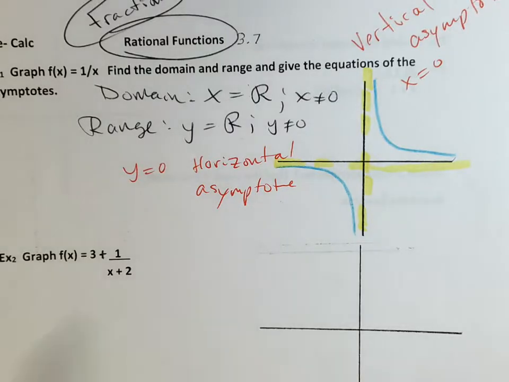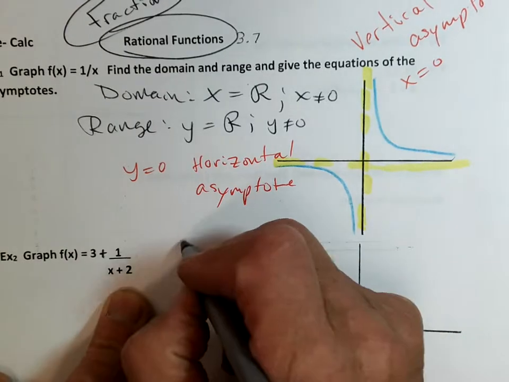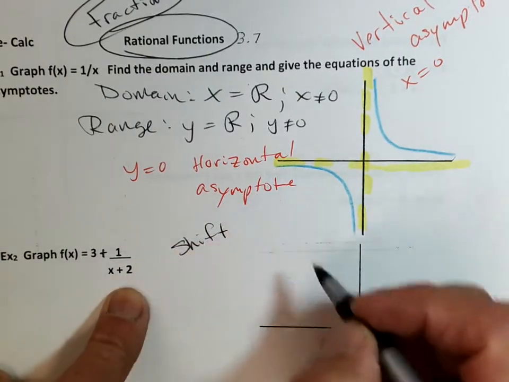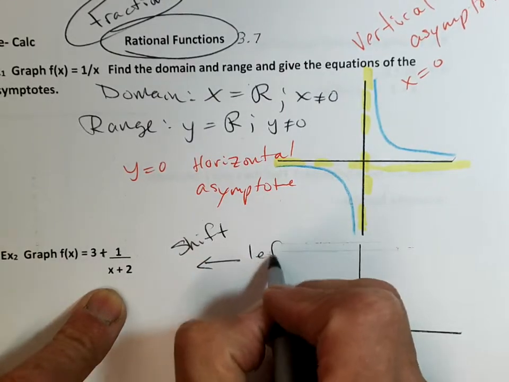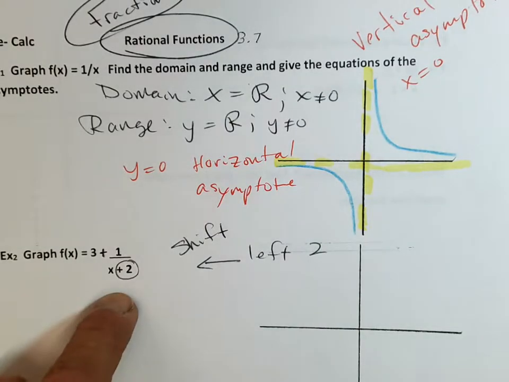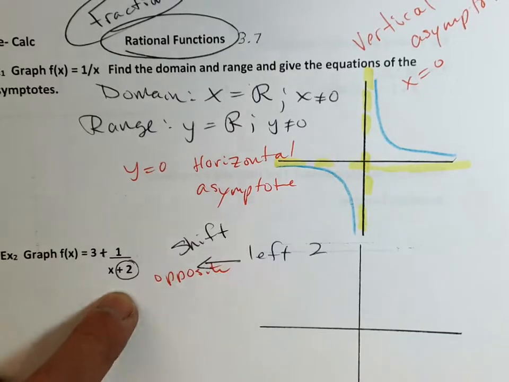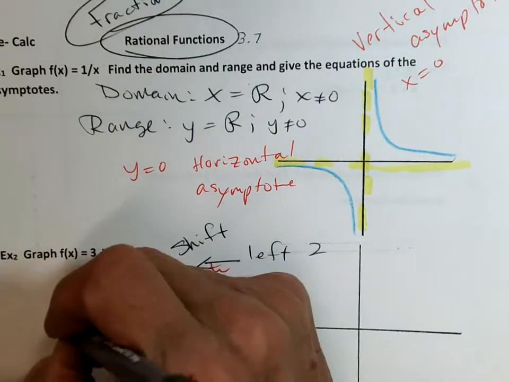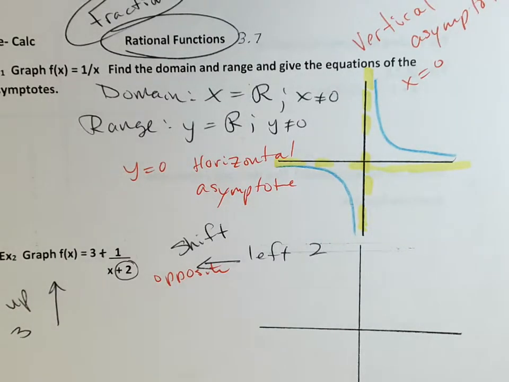So now, example 2, it's the same graph except we're going to move it. We're going to do a shift. What we're going to do is move it to the left 2, because we're going to go the opposite. Remember that? And then we're going to go up 3. Now, what we're going to do is take the asymptotes and move the asymptotes. Does that make sense?